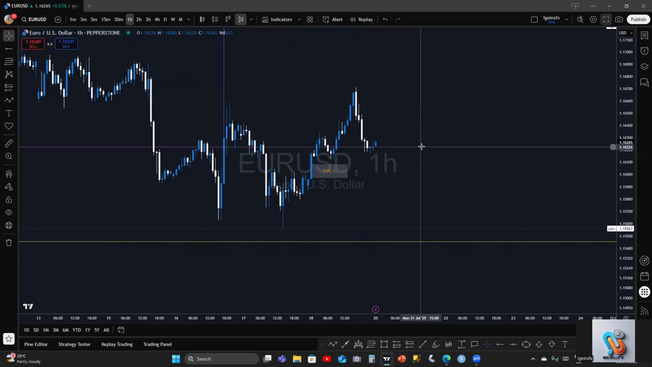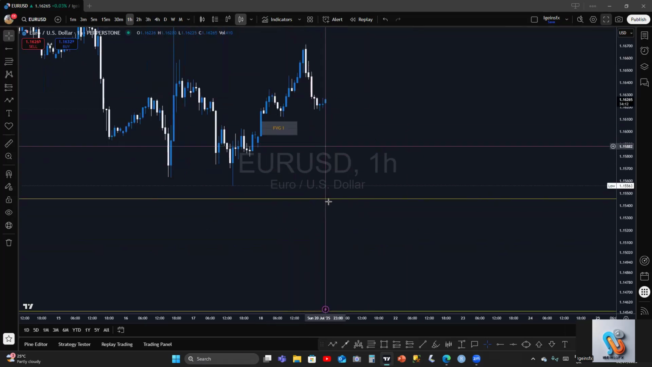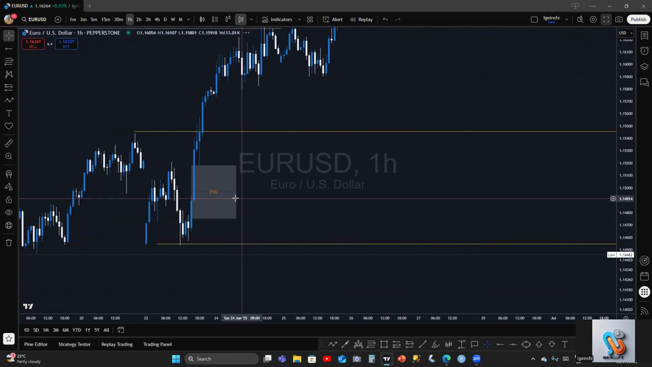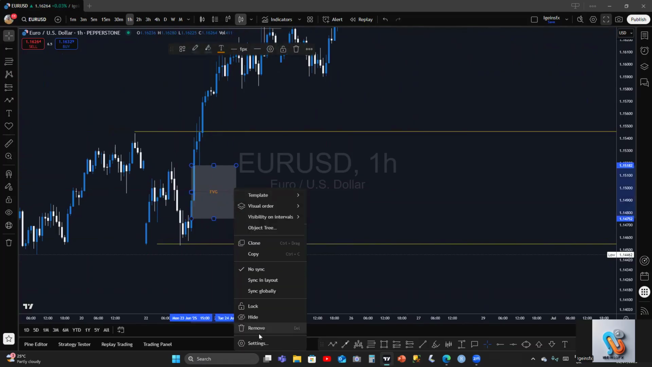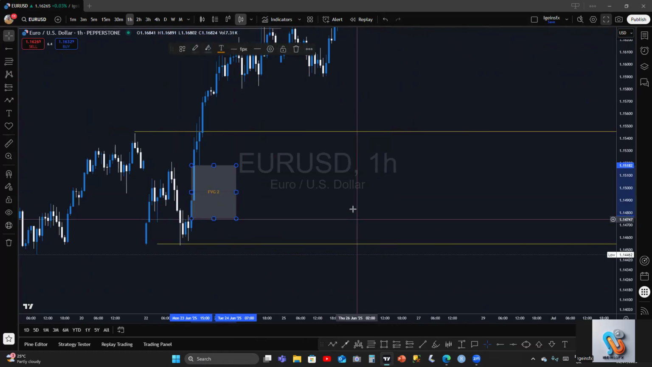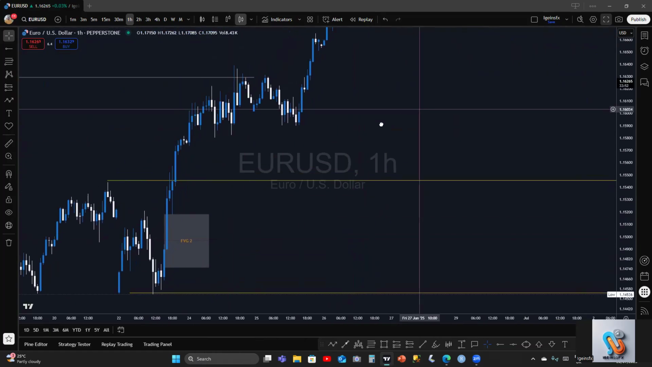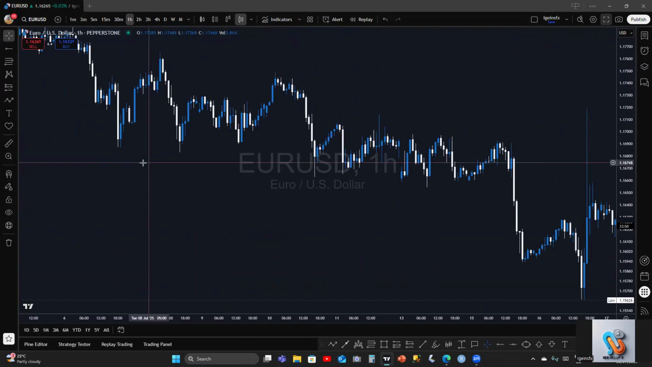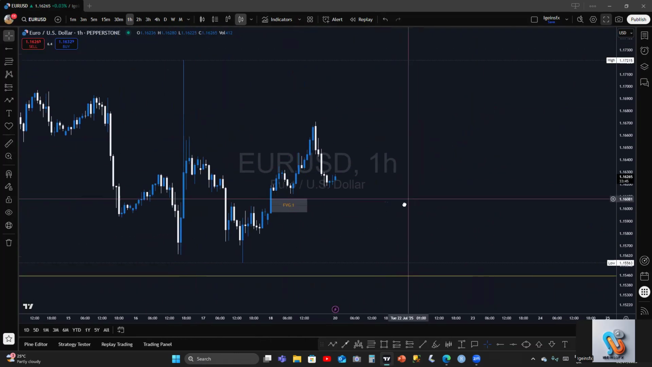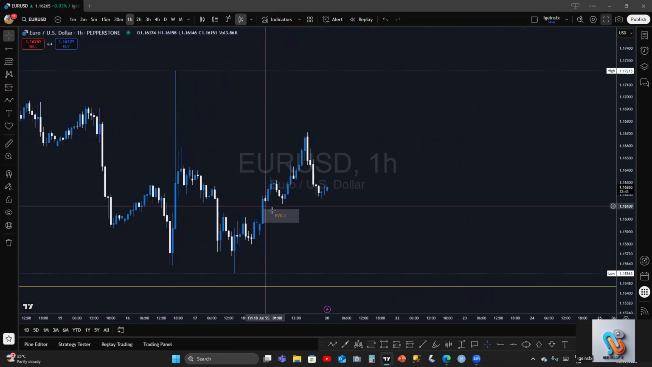But if it breaks below this point, that means it's coming to interact with this FVG. This is the second FVG. The second one is a little far, so the one that is close is what we should first of all put an eye on. This is the closest one right here.